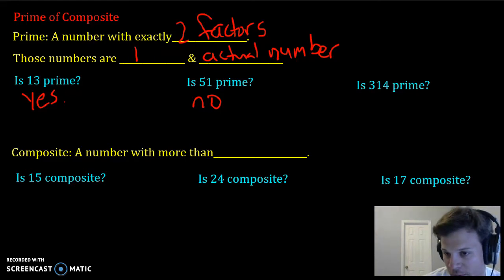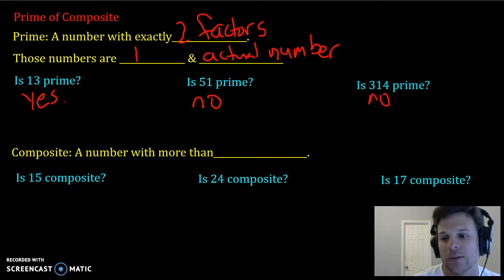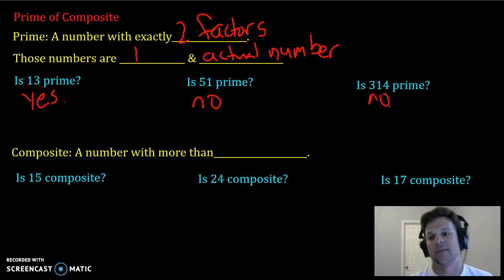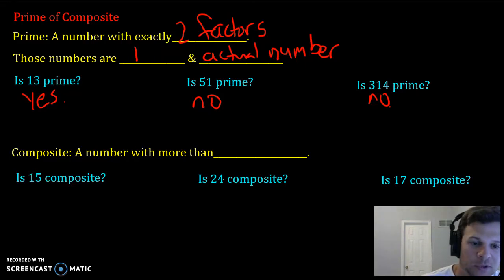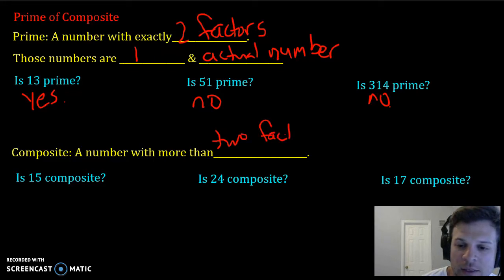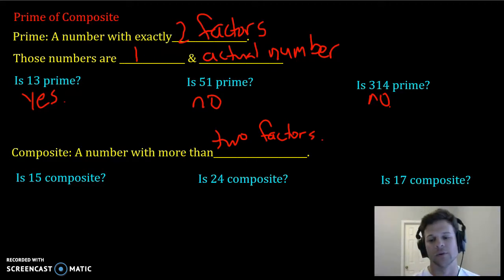314. The last number is even, which means it's divisible by 2. So no, 314 is not prime. 2 is a factor. Okay? So just simple yes or no answering these questions. The opposite of prime is a composite. It is a number with more than two factors. So you are able to find other numbers besides 1 and that number that are divisible into that number.